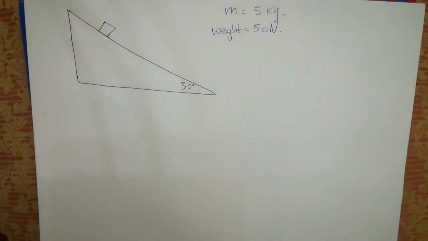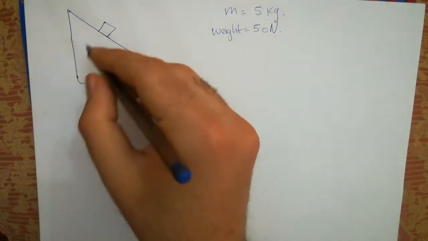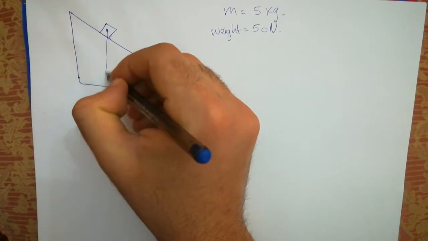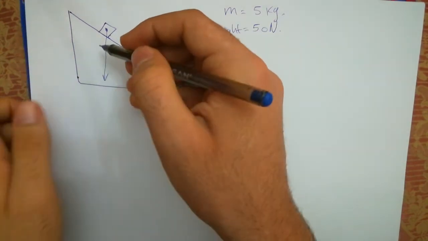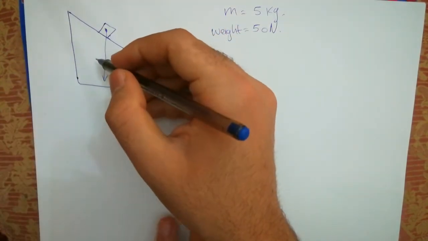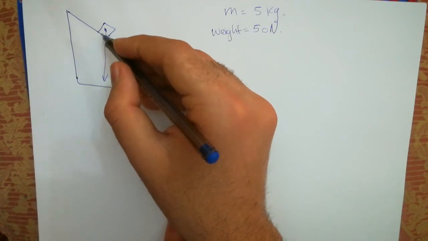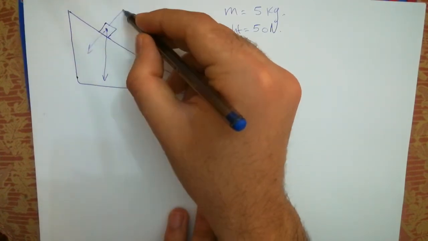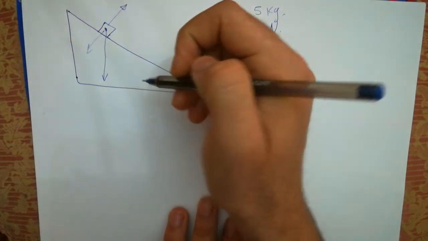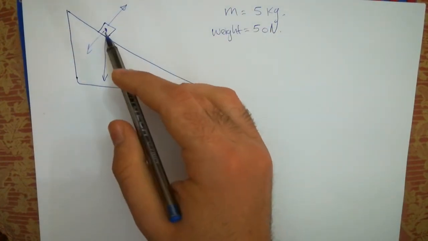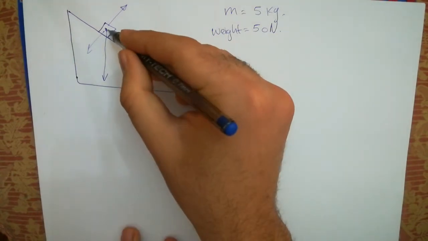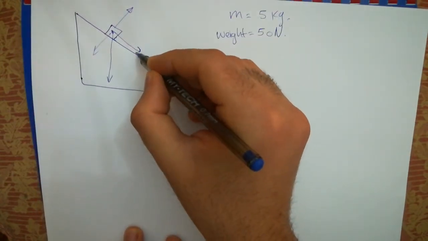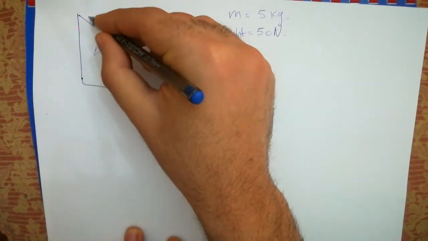What are the forces acting on this object? Well, we have a force acting fully downwards, and of course an opposite, a normal force, acting in this direction. And of course the object is stationary, so there is a force in this direction, and equal and opposite, it's in this direction as well.